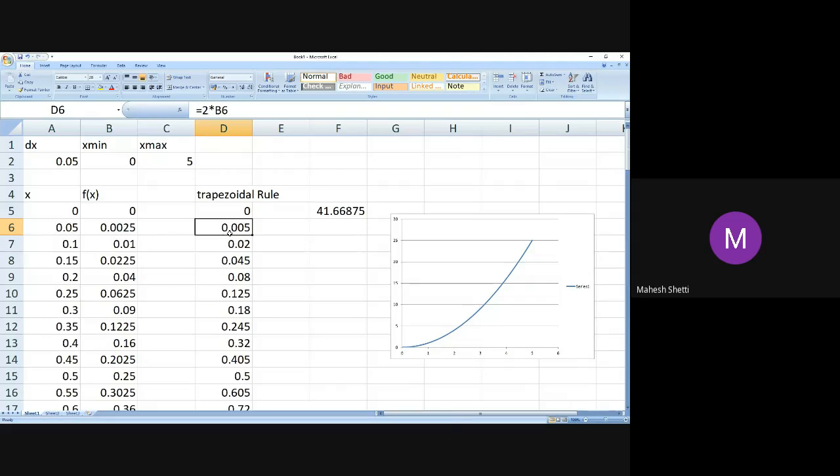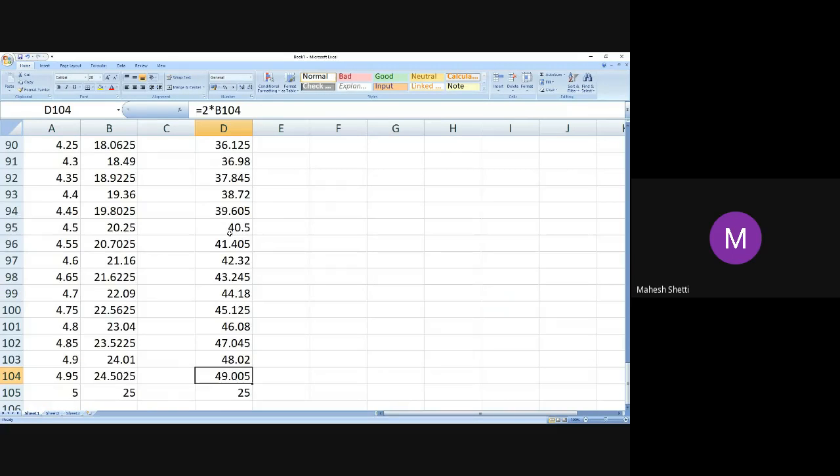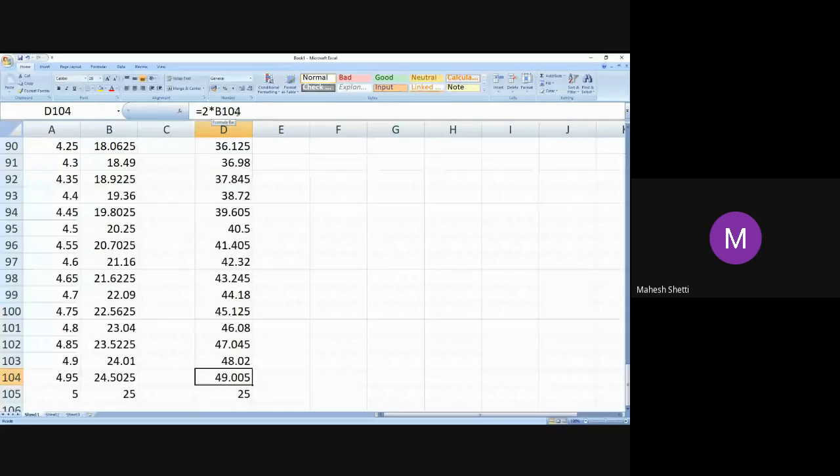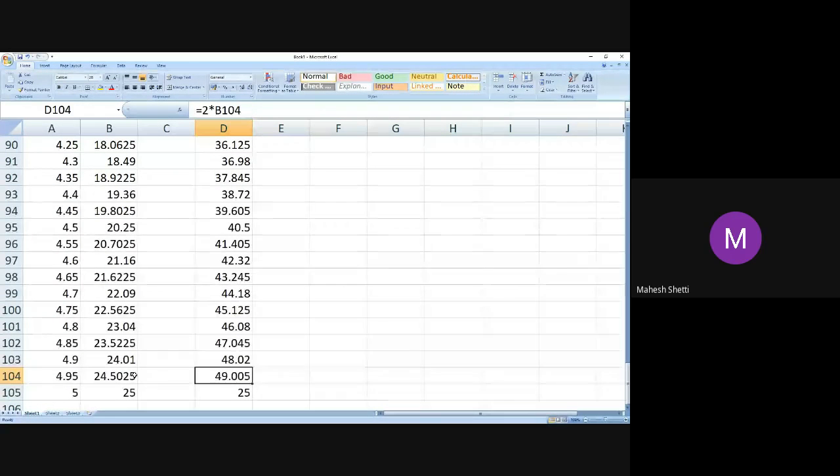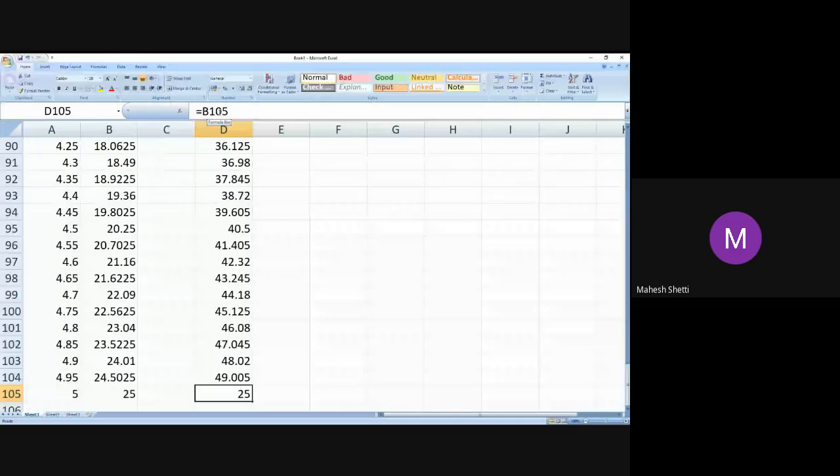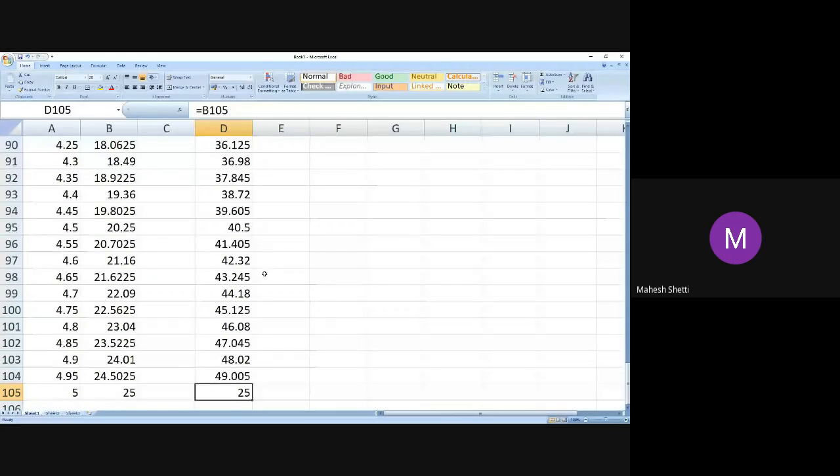So I'm taking 2B6, 2B7, 2B8, and so on, up to the last point 2 into B104, which is yn minus 1, the second last point. Not the last point, the second last point. The last point again is just yn, so at D105 you have B105. Is this fine? Yes, sir.